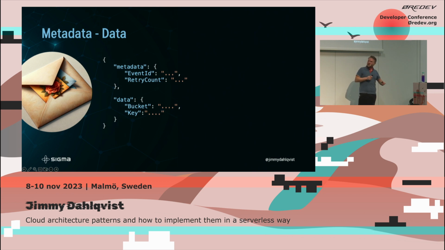What is the metadata data envelope? The metadata contains information about the message. It can be an event ID for tracing. It can be a retry count, and I will come to that one later. In the data part, we have the payload, the information itself. So in this case, it could be the path to an S3 bucket. It can be a key in an S3 bucket for an object that's been created. So that is the message, the payload. And in the metadata, we add additional information about the message.